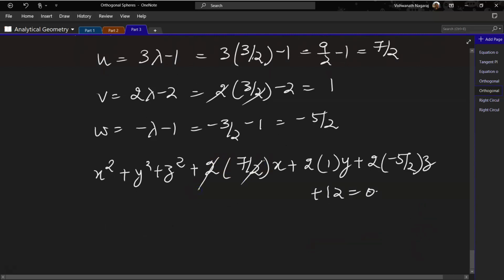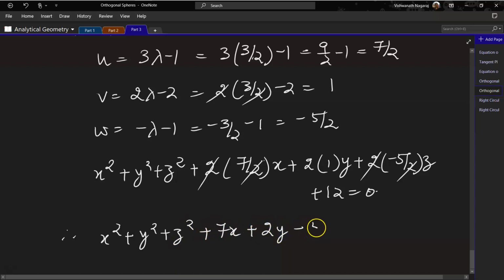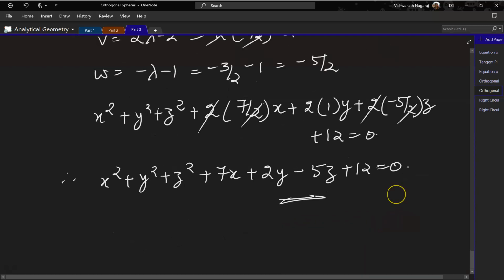So 2 and 2 cancel, 2 and 2 cancel. Therefore, the equation of the sphere is x square plus y square plus z square plus 7x plus 2y minus 5z plus 12 equal to 0. That is the required sphere.